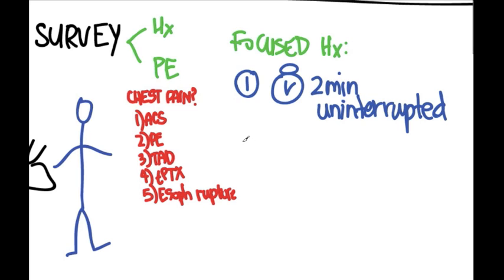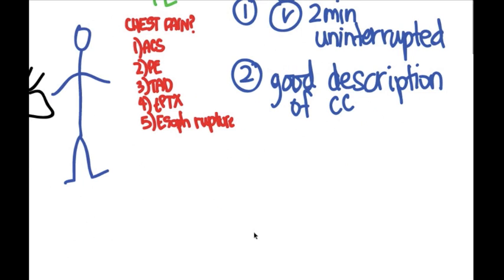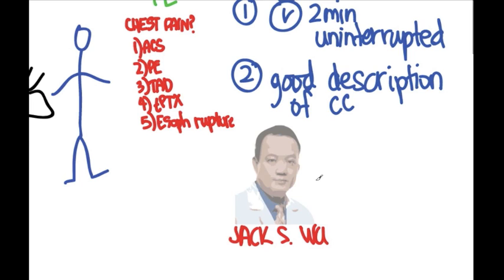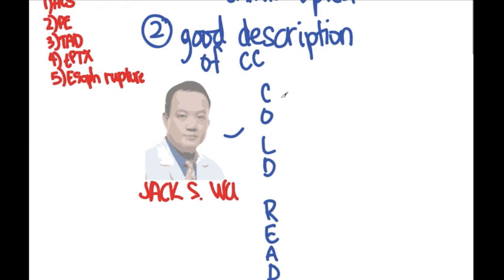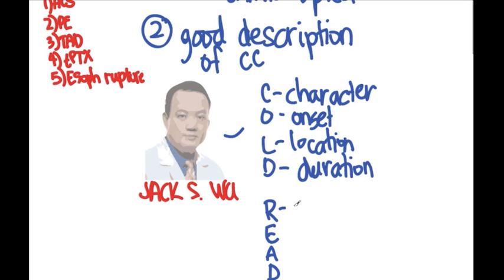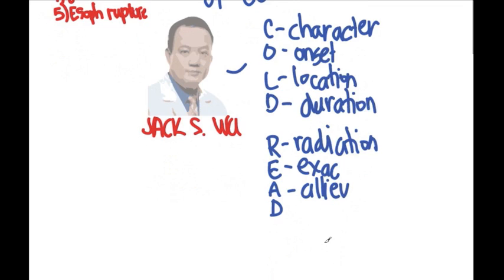And then the next step is to get a good description of the pain or chief complaint that brought him in. And there's probably 100 mnemonics you could use to describe a chief complaint. I'm going to use one that was given to me by Dr. Jack Wu. And Dr. Wu wants you to get a cold read on this patient's chief complaint. And this stands for character, onset, location, duration, radiation, exacerbating factors, and alleviating factors. And finally, what's different today about this?